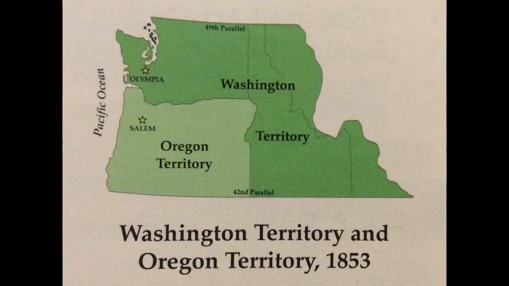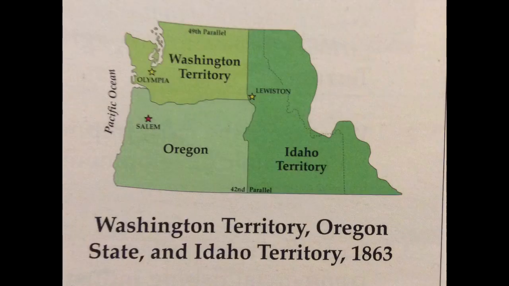Oregon and Washington territories split shortly after that, with Oregon officially becoming a state in 1859. And then Washington's modern borders are established in 1863, but it doesn't become a state until 1889.